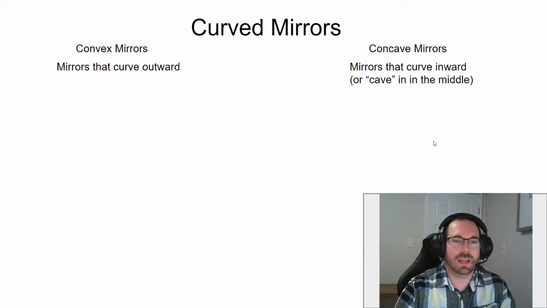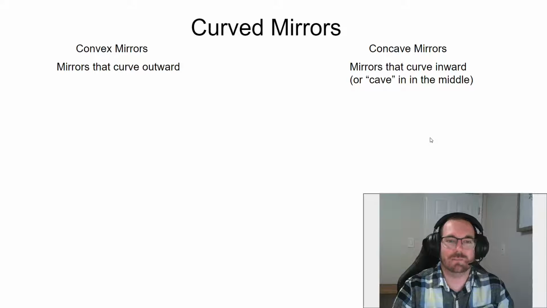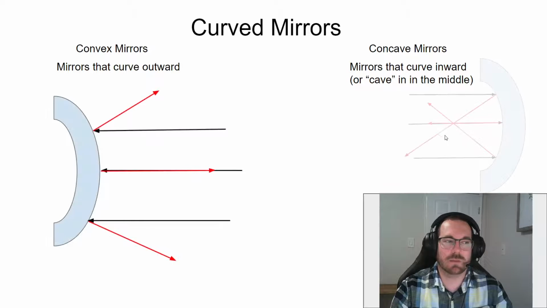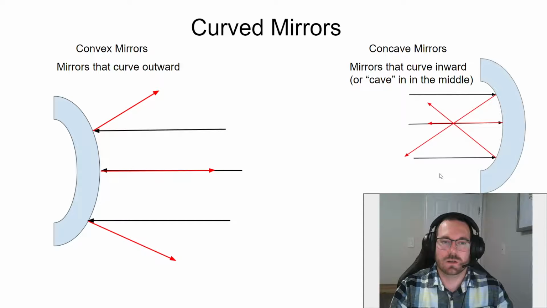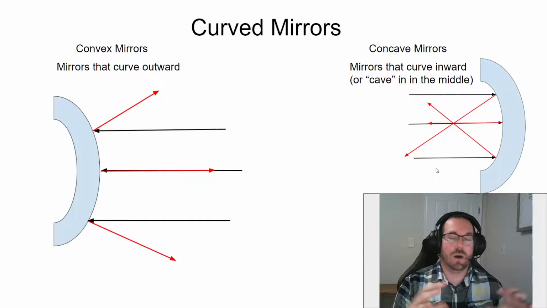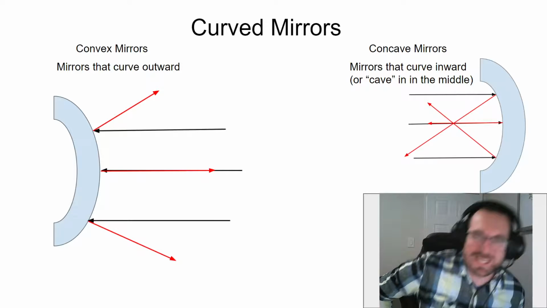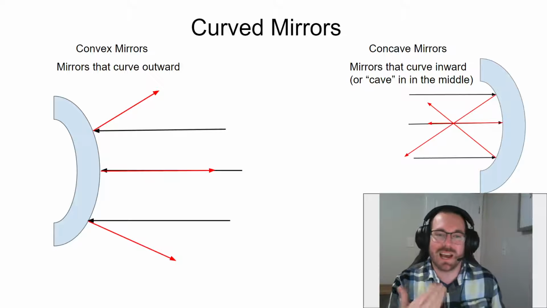When we have a concave mirror, we can actually use it for a number of different things. We can use it to focus a particular image. When we have a convex mirror, it allows us to see a wider range or a wider variety of things. And that's because of what's happening to those light rays as they're hitting those particular surfaces.